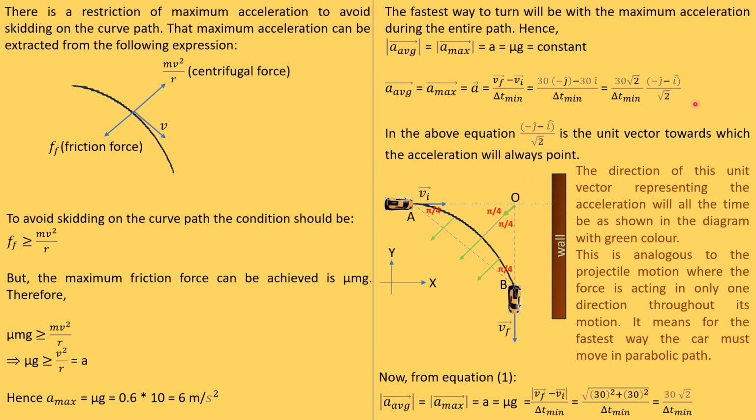So what does this signify? This signifies that the acceleration will be maximum and constant on this curved path throughout, and the direction of the acceleration will always be in this direction, and this direction is perpendicular to your AB line. So it means the force acting on the car will always be towards this side at each and every point on the curve.